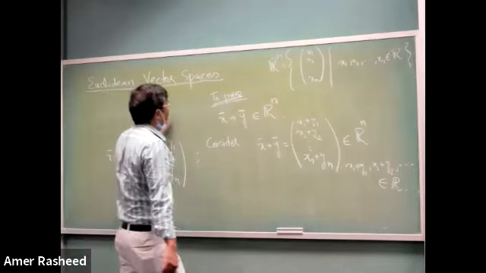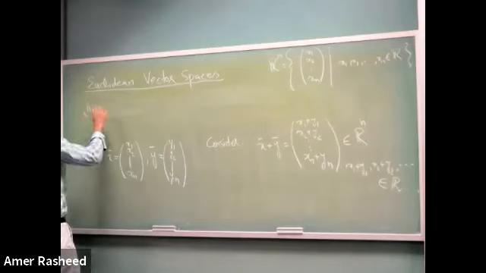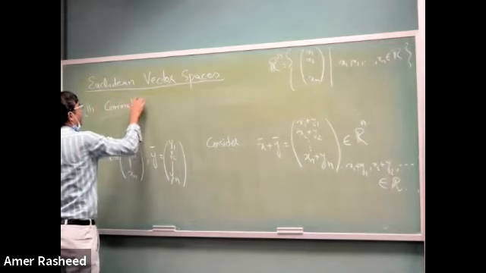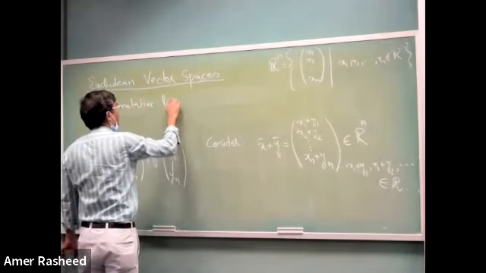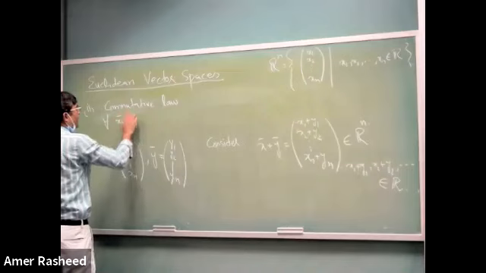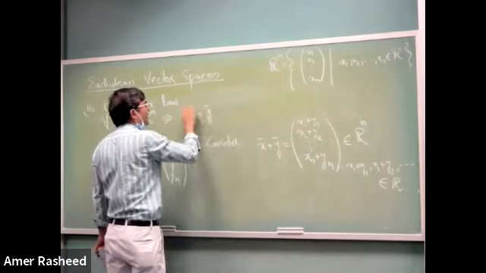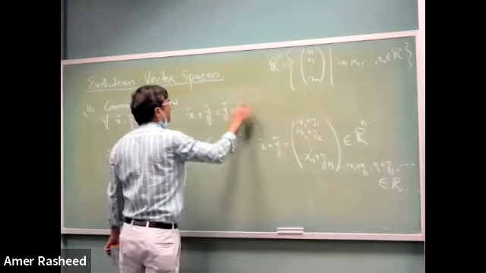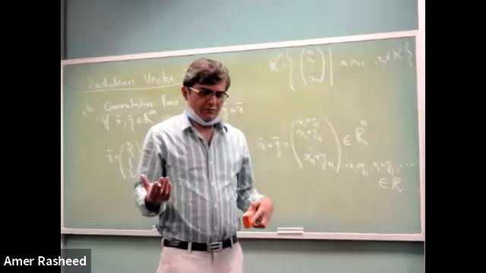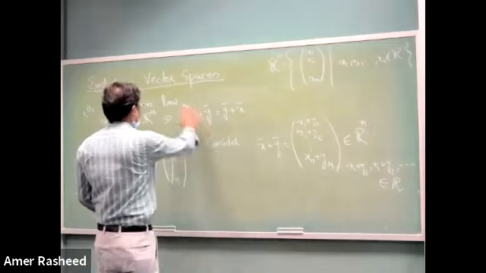The next property is the Commutative Property under addition. Commutative law or commutative property, you can say either. What is the commutative law? For all x, y belonging to Rn, x plus y is equal to y plus x. It means we can interchange the order of elements in addition. Either 2 plus 3 or 3 plus 2, the answer is the same. So this is called the commutative property.